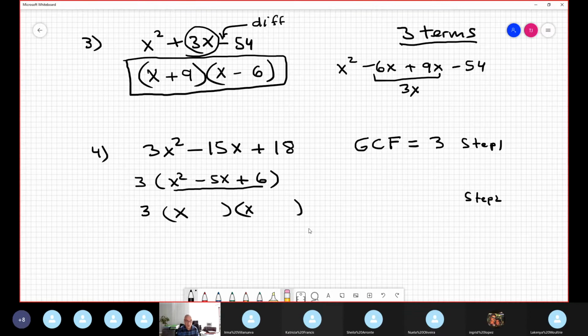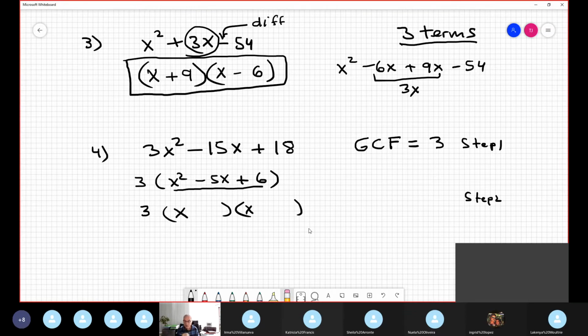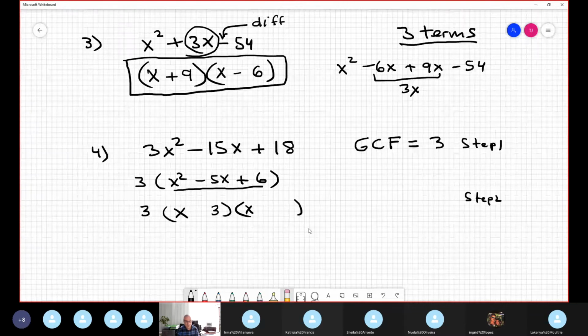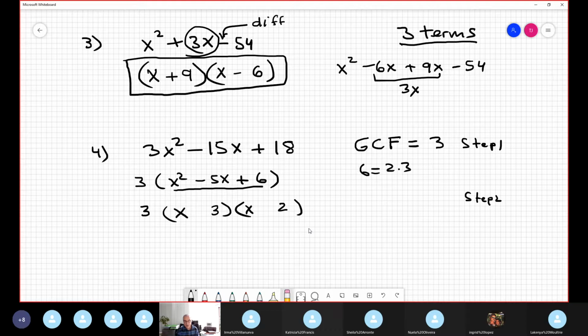Now I need to find the key to open the door. What is the key to open the door? Two numbers that multiply to give me 6, and somehow 2 and 3. 2 and 3, or 3 and 2. I like to put the bigger first. And what about 6 and 1? 6 is 2 times 3, and 6 is also 6 times 1. And 6 minus 1 is 5.